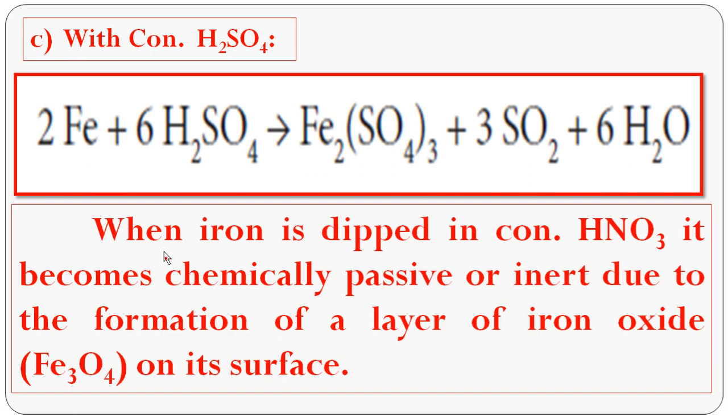The next one, when iron is dipped in concentrated nitric acid, it becomes chemically inert or passive. Inert means inactive, due to the formation of a layer of iron oxide on its surface. Iron oxide means Fe3O4, another name for which is magnetic oxide. So this iron oxide forms a layer, so this iron does not react with concentrated nitric acid. So these are the chemical properties of iron.